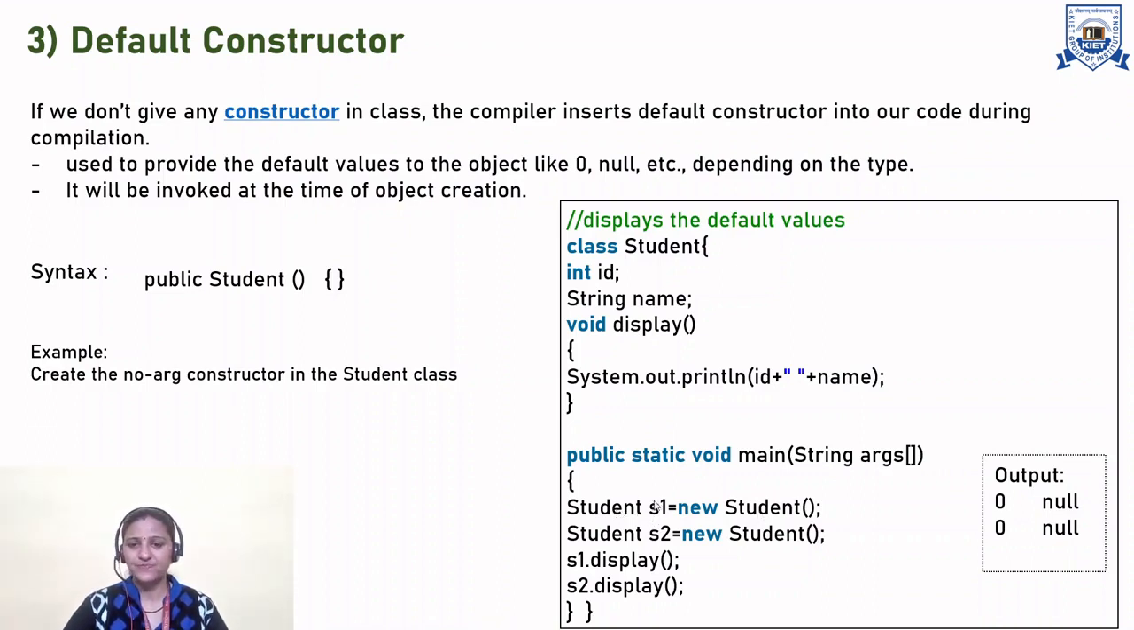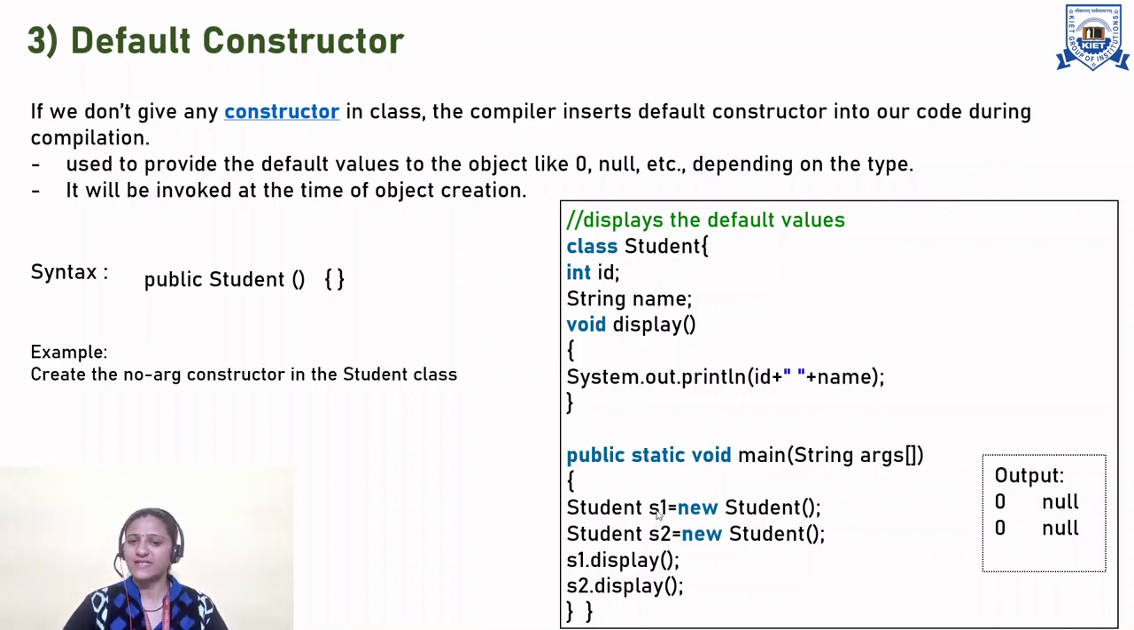This time, when the instance was created, automatically the default constructor was called, and it provided the default value to id and name. The default value for integer is 0, and for string the default value is null. Another time we make another instance variable of the student class. This time again the default constructor will be called, and it will provide 0 to this integer variable id and null to this string variable name.